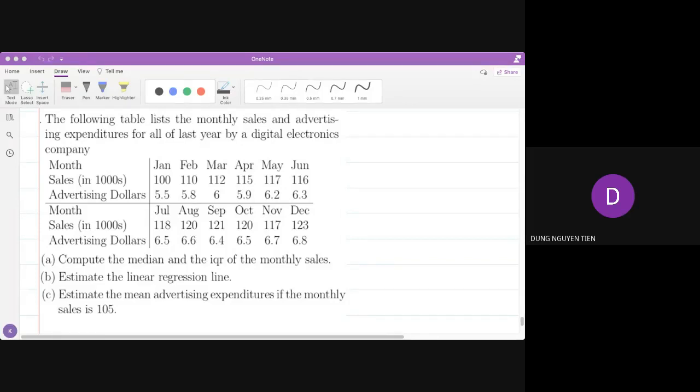Just say it. We can type in the task box if you cannot turn on your microphone. What should we do first when you compute the median? Just tell me the key point. That's all. What should I do to get the median and then the IQR of the sales?